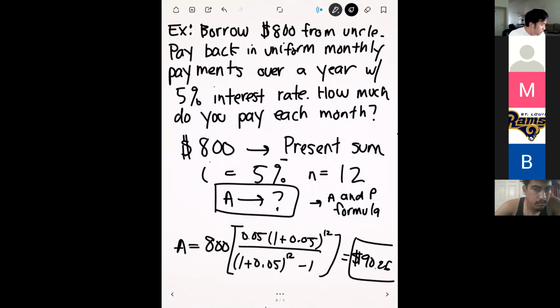Okay. So if your uncle comes to you and says, with all the calculations, you owe me $100 a month, you know that your uncle's BSing you, and you only owe him $90.26. This example may or may not be motivated by something that happened in my life. So always good to check your numbers. All right. Are there any questions on this example?